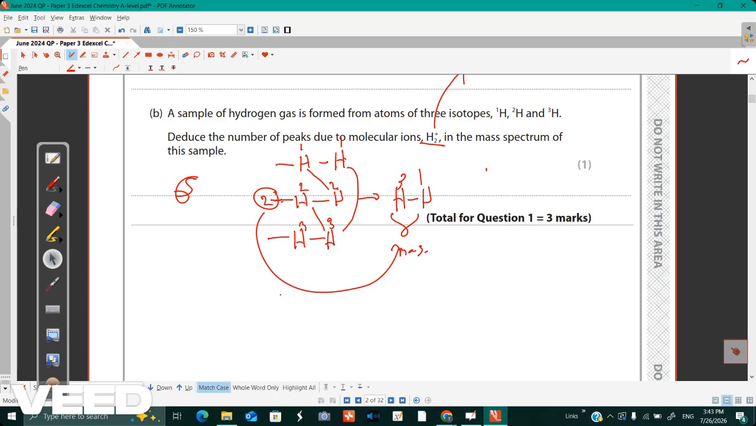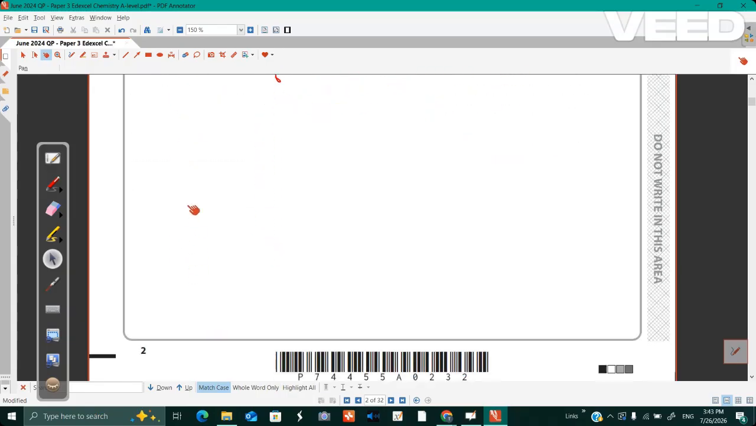You are going to have six different molecular ions, but they have only five different molecular ionic masses. Right? So therefore, you are going to expect only five different peaks. Is it understood? I hope it is okay, right? Okay. Let's move on to the next one.